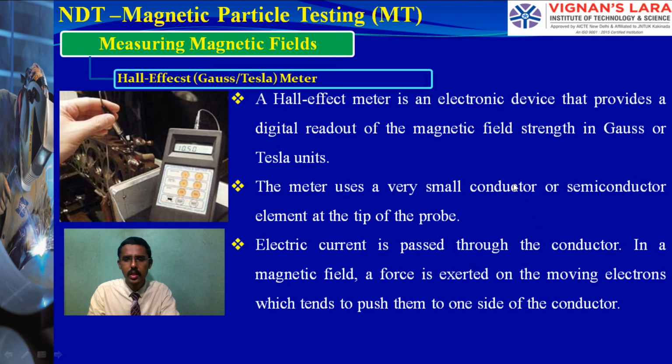A Hall effect meter is an electronic device that provides a digital readout of magnetic field strength in gauss or Tesla units. The meter uses a very small conductor or semiconductor element at the tip of the probe. Electric current is passed through the conductor, and in a magnetic field a force is exerted on the moving electrons, which tends to push them to one side of the conductor. We are using a digital readout to understand whether a magnetic field is generated or it is demagnetized.